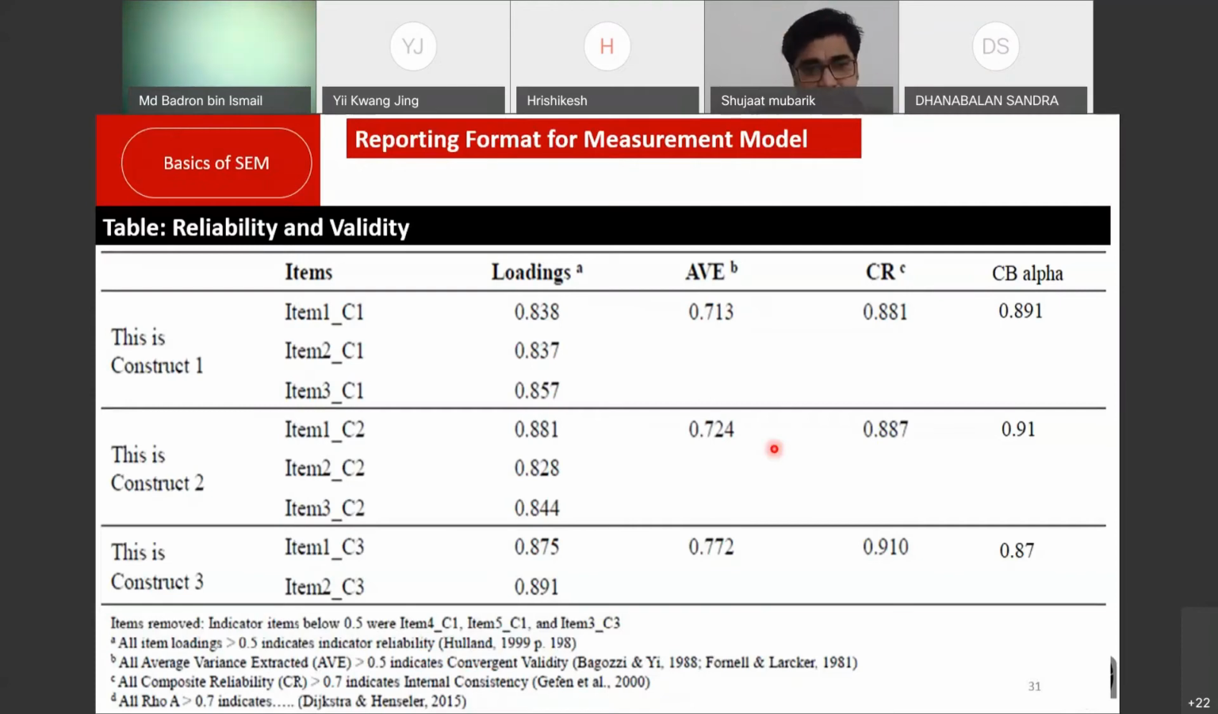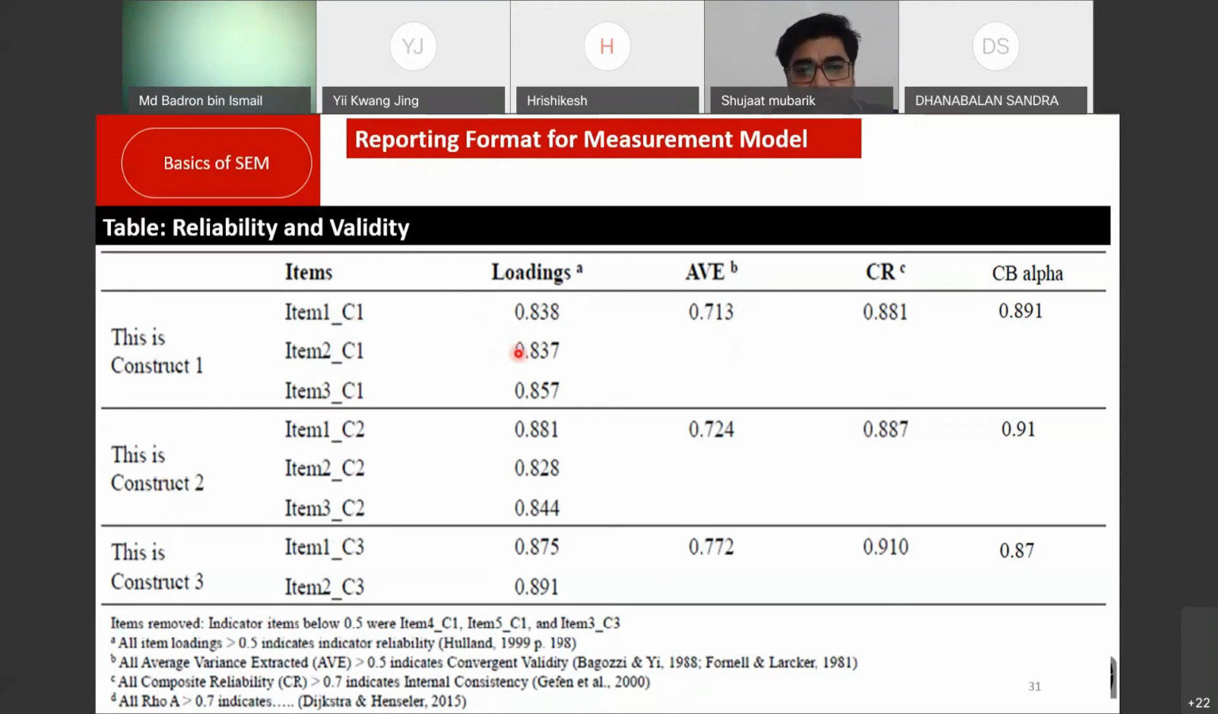So this is table number 1. Here will come your constructs, and then these are your constructs. Then item 1, item 2: primarily this is the coding of your questions. For example, if you have asked 3 questions, which are basically statements, then item 1 is the code of that first statement, item 2 is the code of the second statement, and item 3 is the code of the third statement.